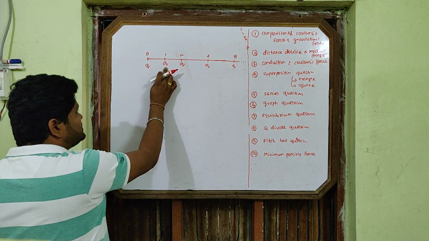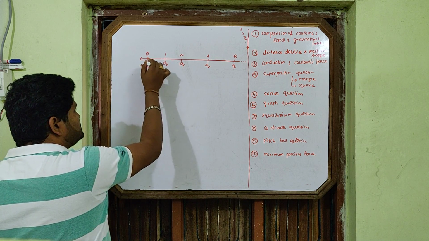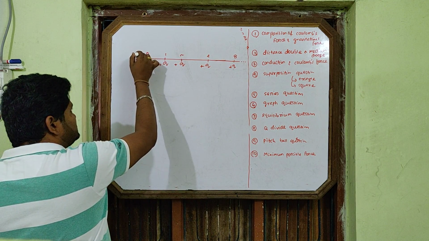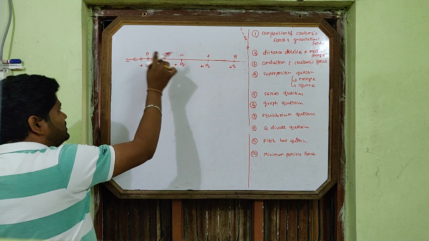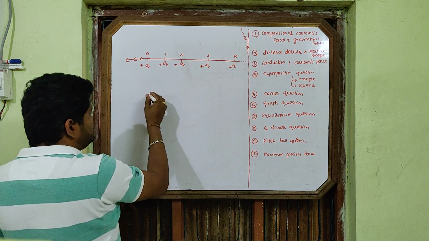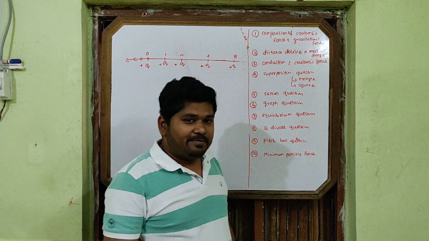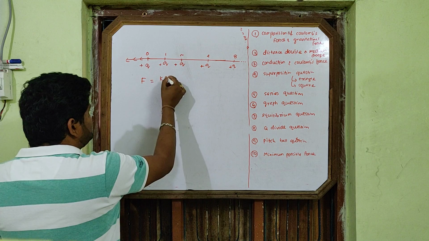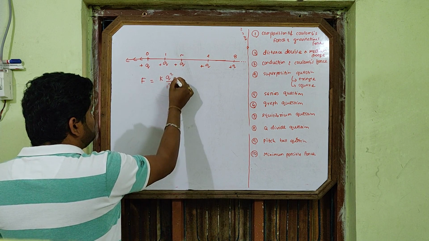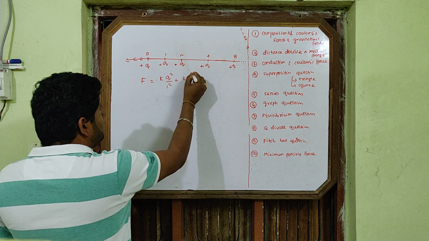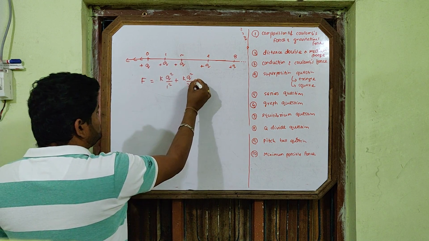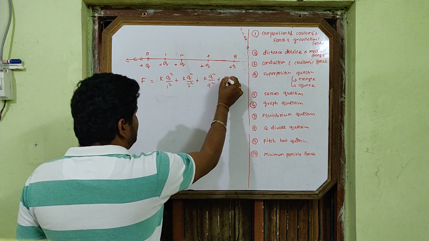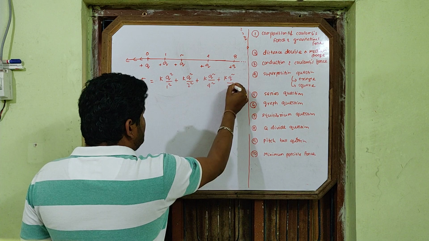Simply, you see this charge will apply the force in this direction. All are positive charges. Also, this charge will apply force in this direction, and this charge also in this direction. All repel this charge. As all forces are in the same direction, it is simple addition; no vector addition is required. So F is equal to K Q square by 1 square due to the first charge, then K Q square by 2 square, then K Q square by 4 square, then K Q square by 8 square.